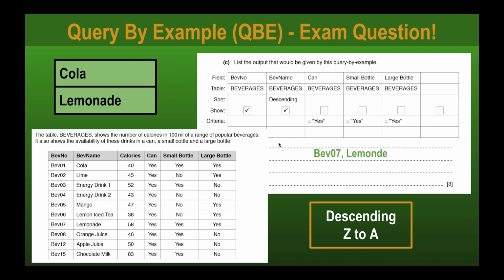So to display that, you just write the fields in order. So bev number for lemonade was BEV07. Then put a comma for the next field, and then the bev name, which was lemonade. Then our next record goes down onto the next line. So again, the beverage number, which for cola was BEV01, comma to separate the field, and then the name here, cola.